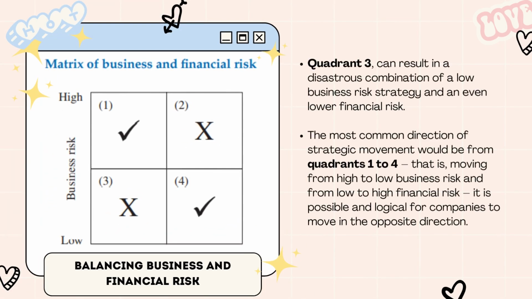Quadrant 3 can result in a disastrous combination of a low business risk strategy and then even lower financial risk. The most common direction of strategic movement would be from quadrants 1 to 4, that is, moving from high to low business risk and from low to high financial risk. It is possible and logical for companies to move in the opposite direction.